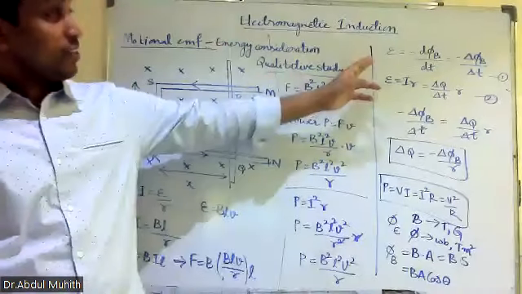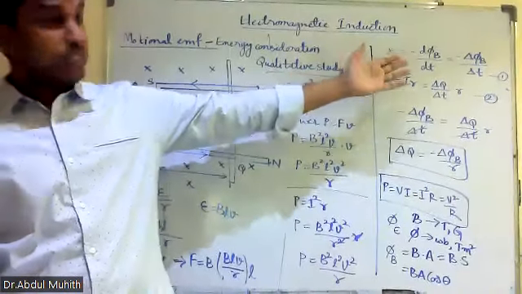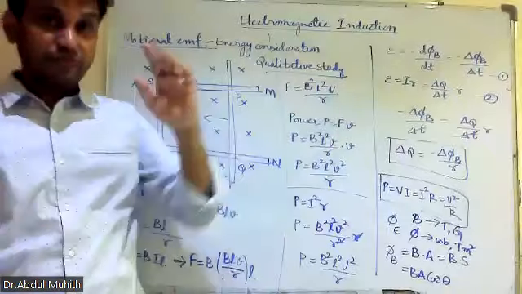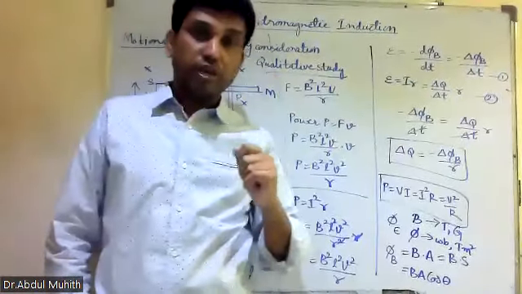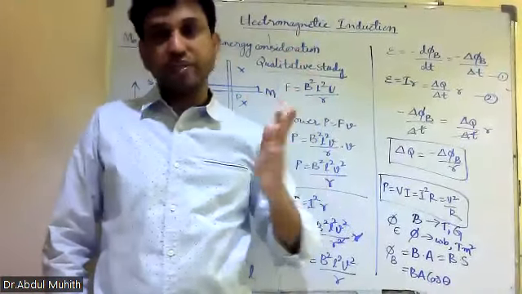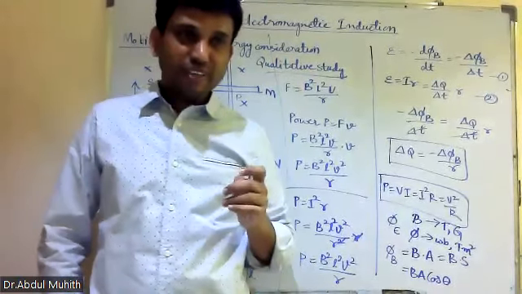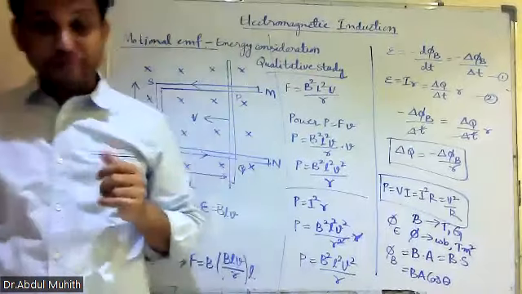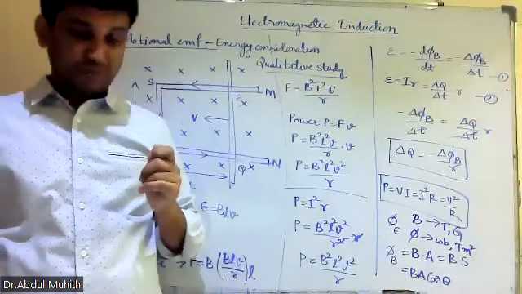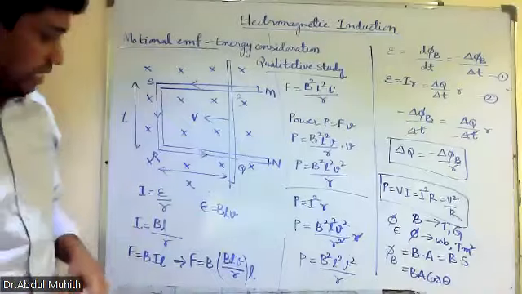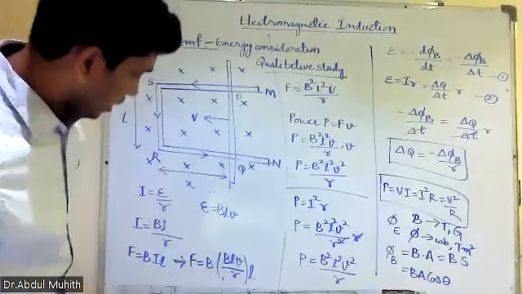Now E is equal to minus delta phi by delta t. That is the first one. The second one is about Lenz's law. For Lenz's law, I told the story of the dog and the noble man. Sorry, sir, I forgot that story. That story you forgot, right? Now I will just explain here because I will not erase completely.